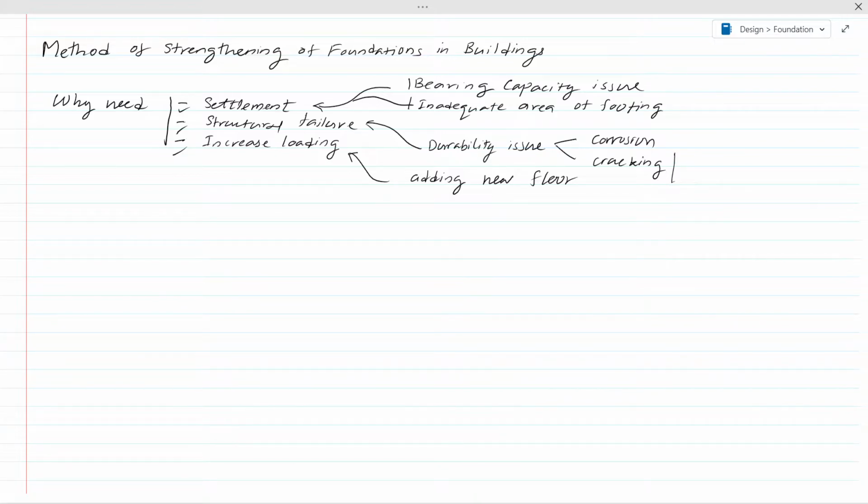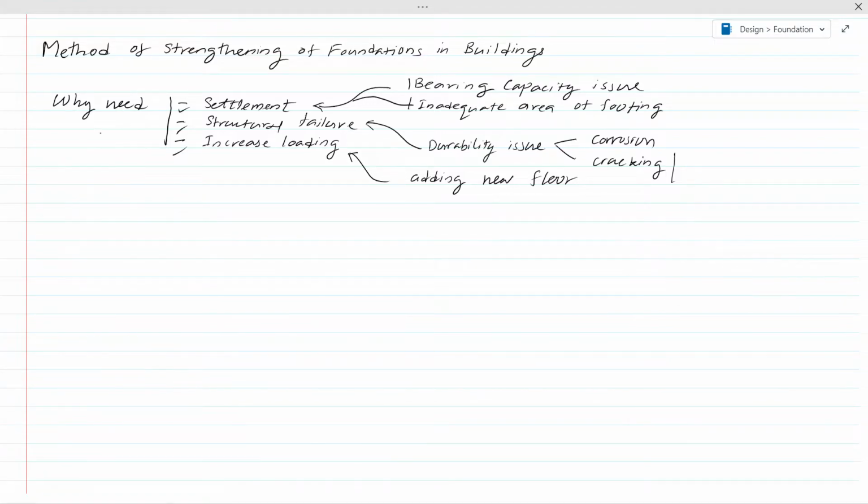be an issue. In addition to that, we might need to increase the column load. In such a situation, the foundation area needs to be increased because we need a higher bearing capacity. At the same time, we also have to consider the structural capacity, because when you increase the loading, the bending capacity and shear capacity have to be increased. Those are the reasons why we need to strengthen the foundation.